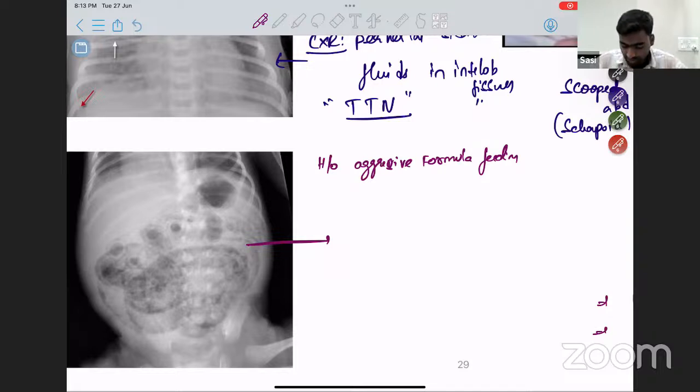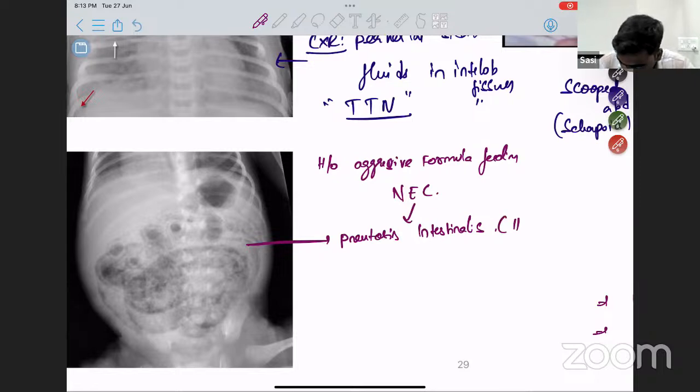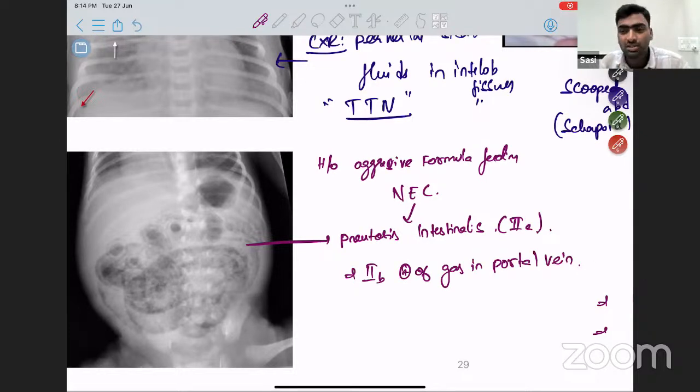Yeah, you will think of this thing known as pneumatosis intestinalis. And this is seen in a case of necrotizing enterocolitis, specifically in stage 2A. Whereas in stage 2B, you need to remember just these 2 stages, stage 2A and stage 2B. In stage 2B, you will be able to see the presence of gas in the portal vein. Just remember these 2 things for necrotizing enterocolitis.